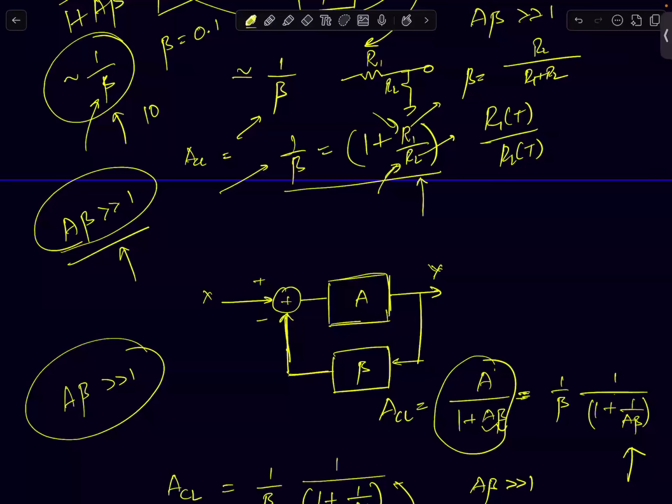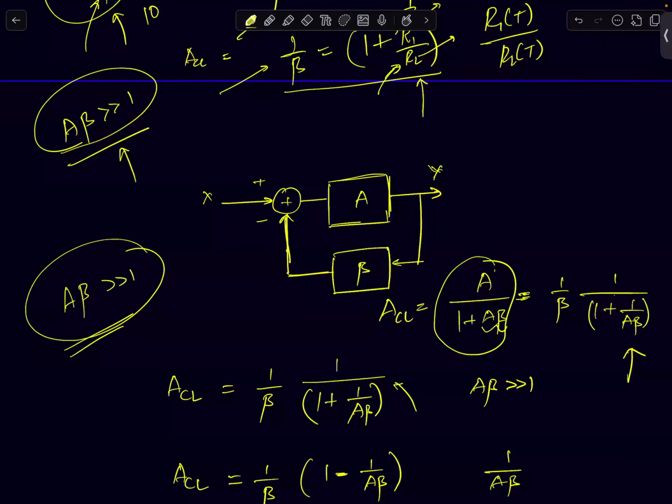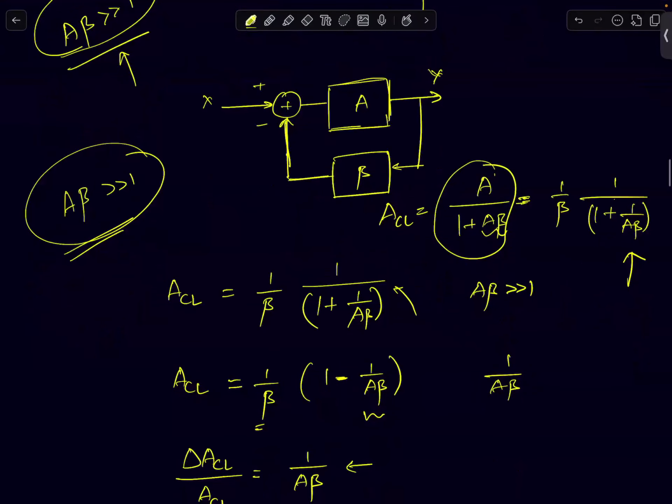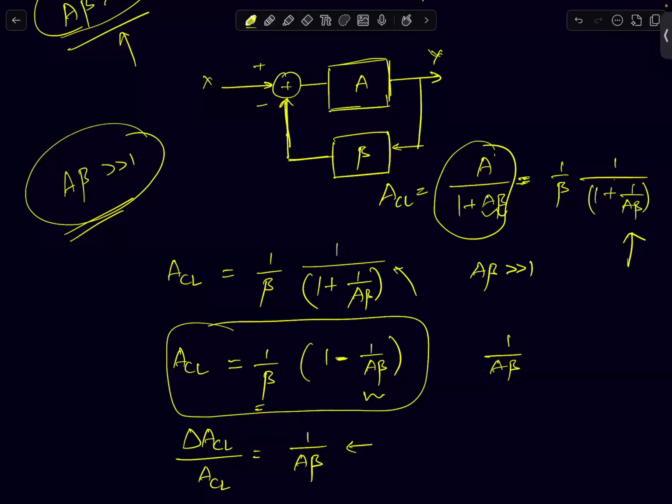So since A beta is much greater than 1, I will just express the closed loop gain in this format. So your closed loop gain can be written as 1 by beta into 1 minus 1 by A beta. I've just used 1 by 1 plus x as 1 minus x, as an approximation. This is an approximate result, which is very valid if your x is close to 0 or much lower than 1. I can use this expression. Now I have gotten a gain expression, which can be expressed in terms of the loop gain.